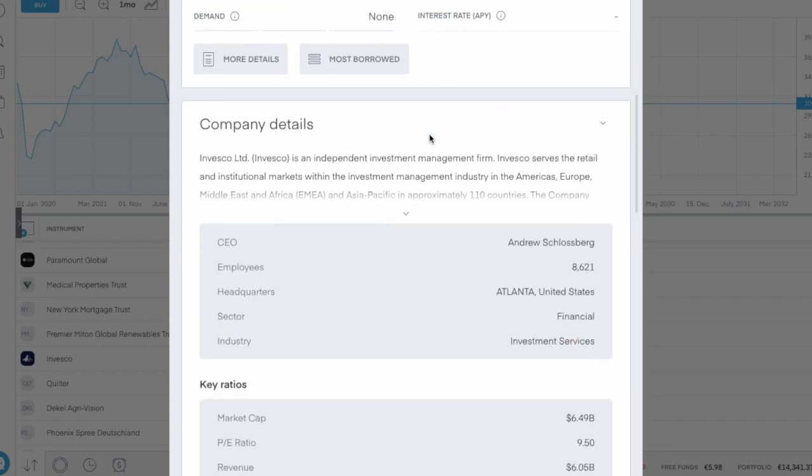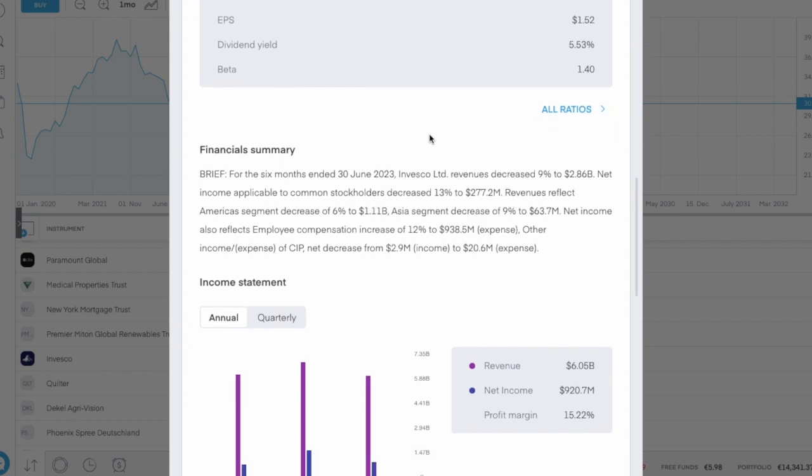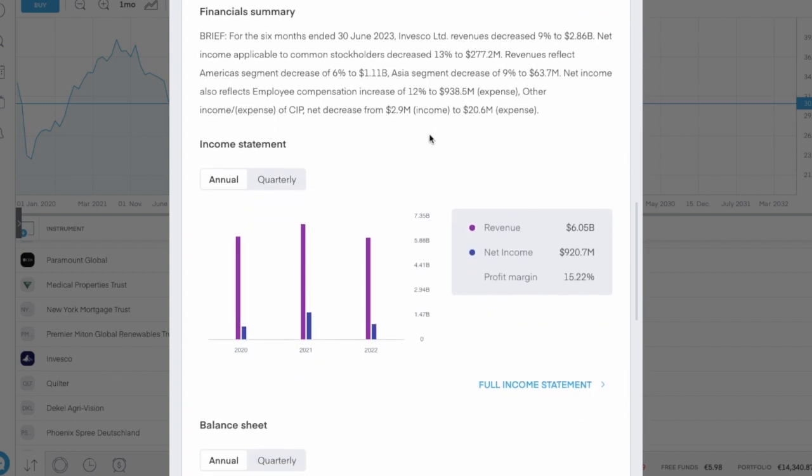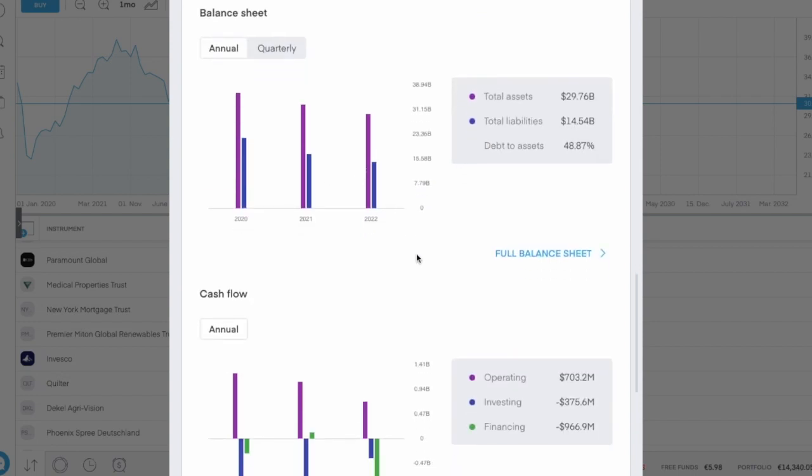So we'll have a quick look at their financials, and I'll leave this financial summary up here if you want to have a read through it. Looks like quite a bit of bad news all around. Today certainly was a red day. So Invesco's profit margin over the last year is 15%, which is not bad, and over the last quarter is about 13%. Invesco has a current debt to assets ratio of about 50%, which is good. Over the last quarter, it's about the same, 48%.